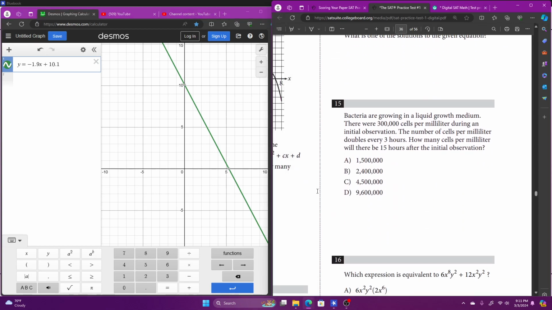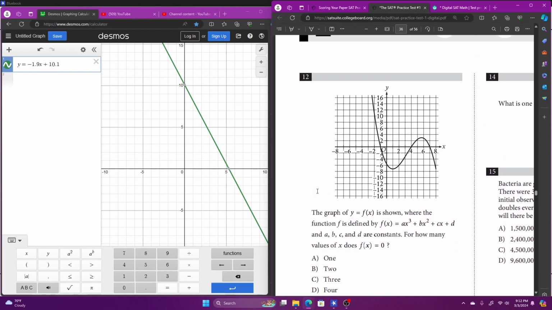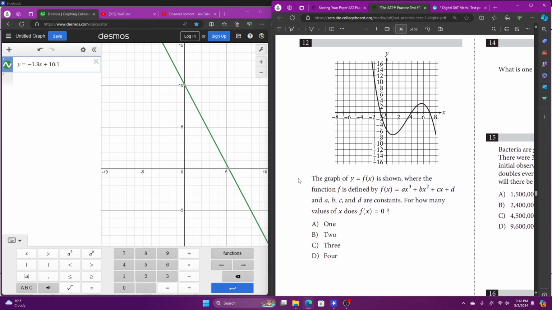And now back over here to question 12. The graph of y equals f of x is shown, where the function f is defined by f of x equals ax cubed plus bx squared plus cx plus d, and a, b, c, and d are constants. For how many values of x does f of x equal 0?